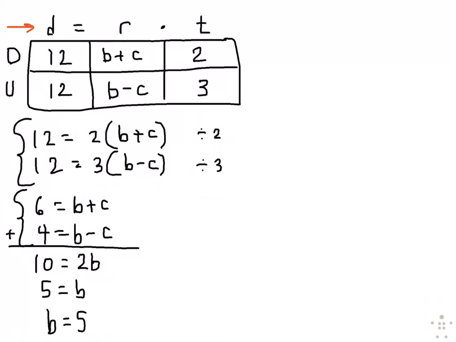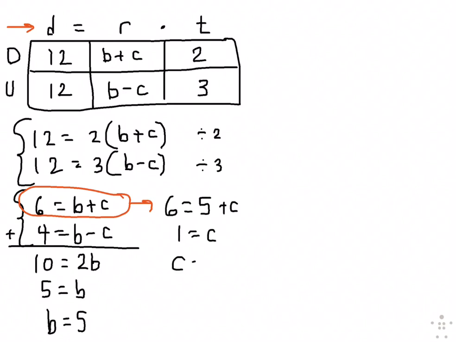And now let's find the current. So I'm going to pick this equation, it looks easiest. And I'm going to substitute B, right? So I get 6 equals, and B is 5, plus C. So 1 equals C, so C equals 1. So now we write our answer, right?